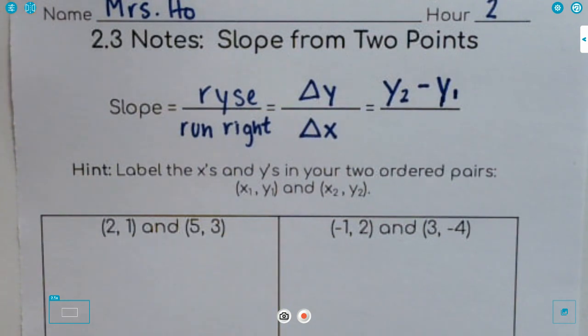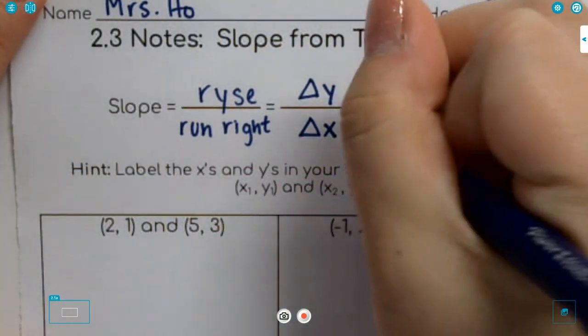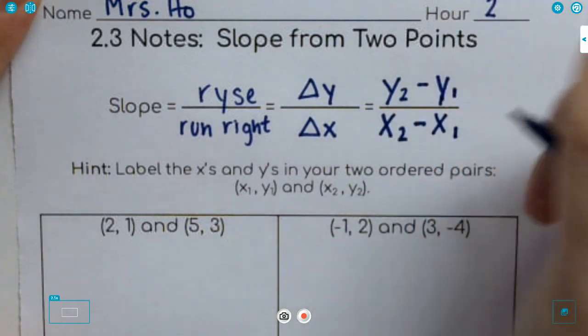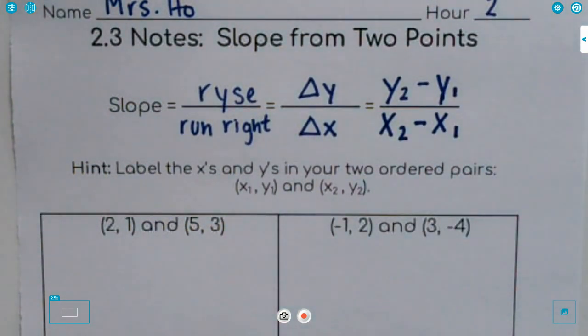Over. Do you guys have a question? We're learning how to find slope from 2 ordered pairs. X2 minus X1. So Y2 minus Y1 over X2 minus X1.